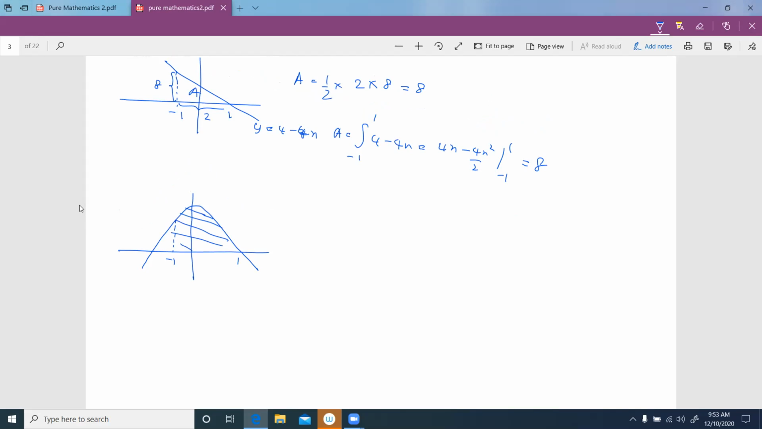So this is the area enclosed by this graph. I'll label these as A1 and A2. A2 would be the integration from minus 1 to plus 1 of 9 minus 3x minus 5x squared minus x cubed, right?